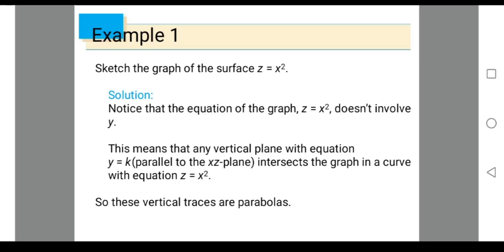When we talk about this particular example, z is equal to x square, we cannot see any y here. So we determine that this is a cylindrical equation, and the direction of the curves would be along the y-axis. It says that any vertical plane with equation y is equal to k, which is parallel to the xz plane, intersects the graph in a curve with equation z is equal to x square. So these vertical traces are parabolas.